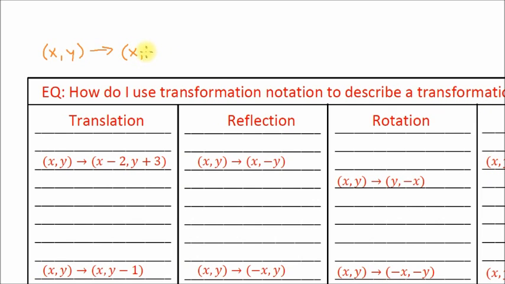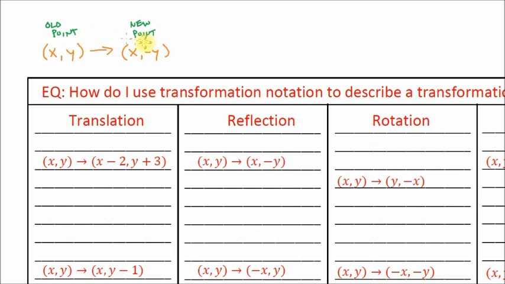I'm going to say this: (x, y) goes to (x, -y). What this is telling you is, here is the old point. The old point we're just calling x and y. And this is going to change into our new point, or our new location. So, oops, I'll just put new point. Okay, new point.